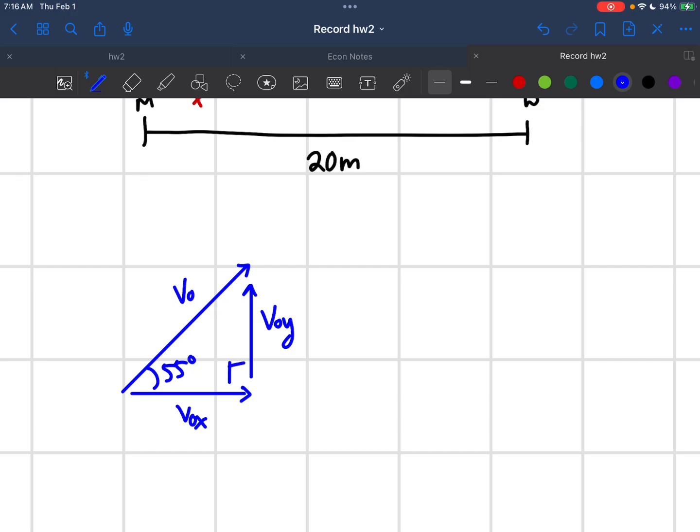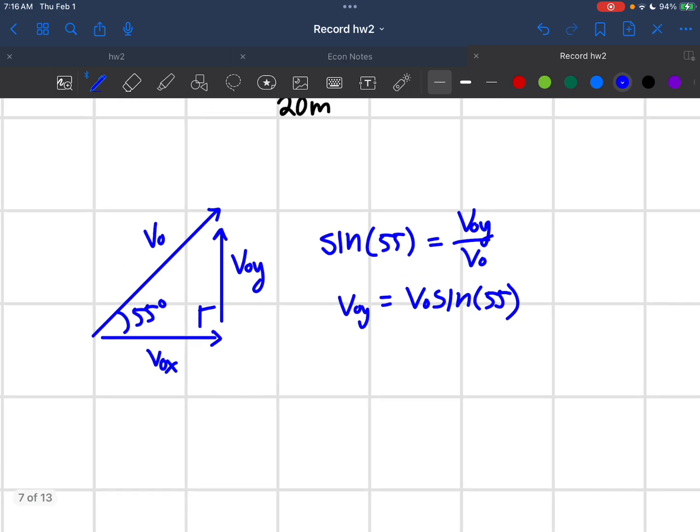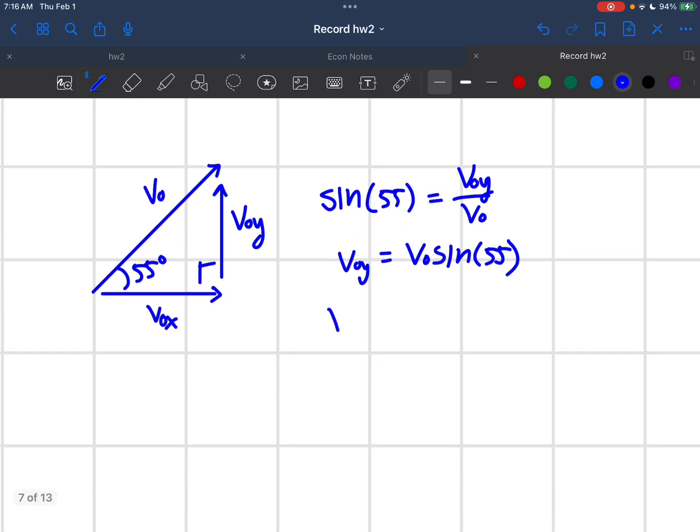Now that I have my right triangle, I throw a trig function at it. So sine of 55 will be v naught y over v naught. So v naught y will equal v naught sine 55. And when I throw cosine at it, I'll get that v naught x equals v naught cosine 55.